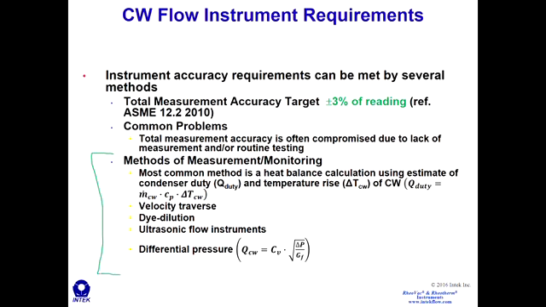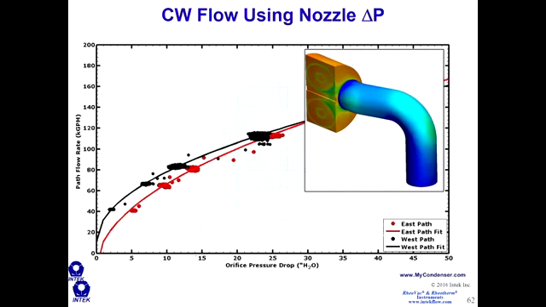We talked about the velocity traverse and the dye dilution. Those are single point measurements. You can't use those for continuous monitoring. Most commonly, the heat balance method is used. There are ultrasonic meters that have also been used in the field, but differential pressure meters are what we recommend, so I want to take a minute to talk about those.